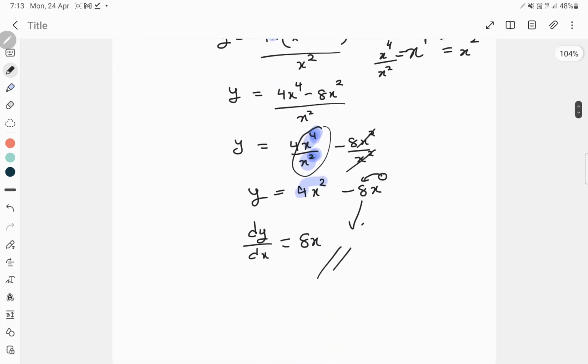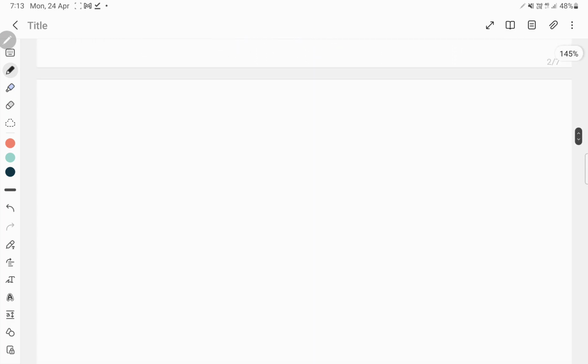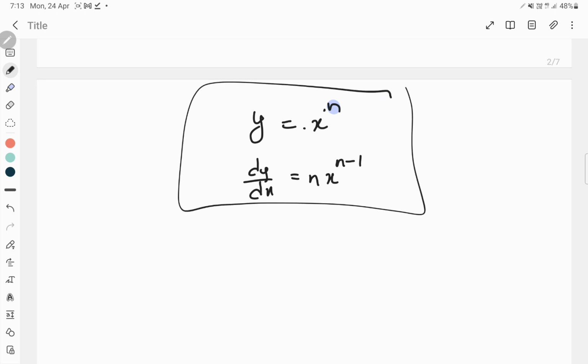By the way, the general equation for differentiation: if you have an equation y is equal to x to the power n, so dy over dx is equal to what? The power comes to the front, n x, and from the power you subtract 1, n minus 1. So this is the general equation for differentiation. So from this video, I hope you understood the entire concept of differentiation.